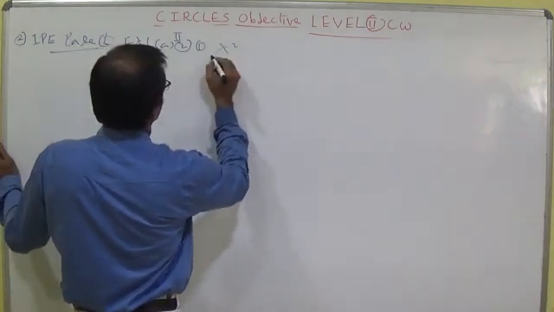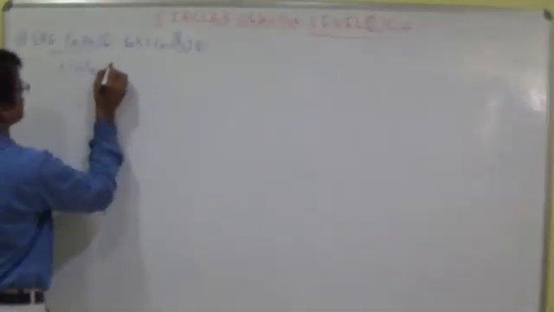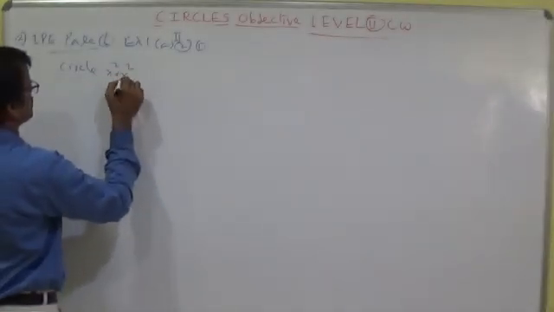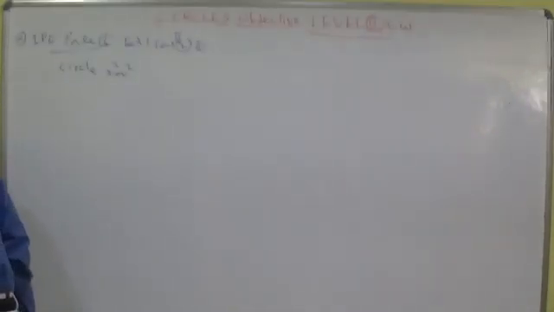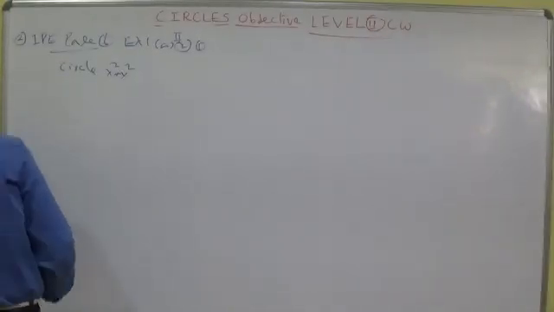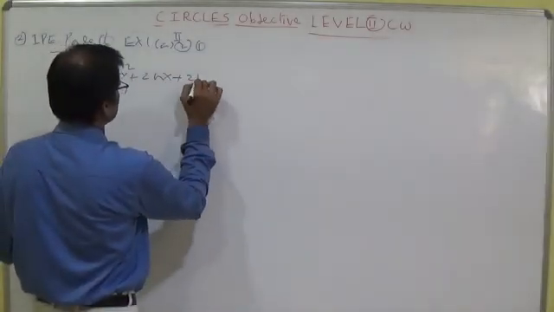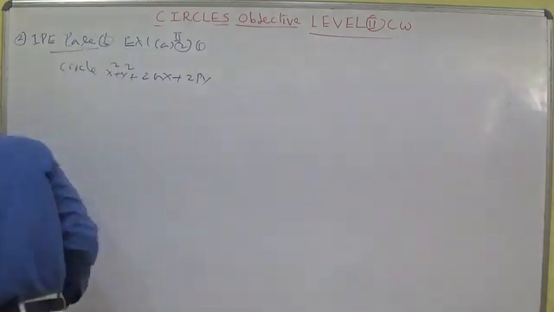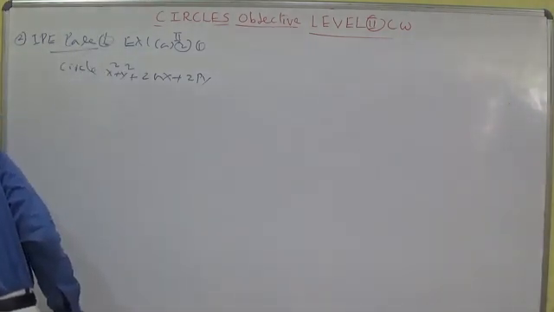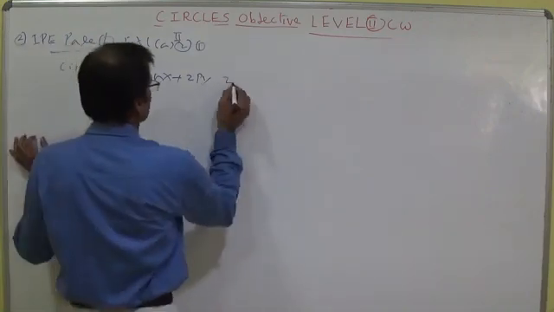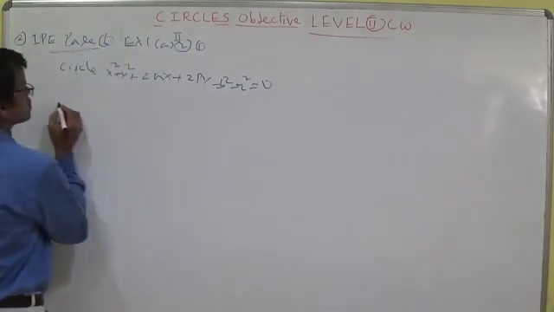Add the questions, circle I am writing. To get the circle, theory I said there, but here I am saying a shortcut: simply add the two equations, then you will be getting the answer. X square plus y square plus 2ax plus 2by, and x square plus y square plus 2px plus 2qy minus b square minus q square equal to 0.